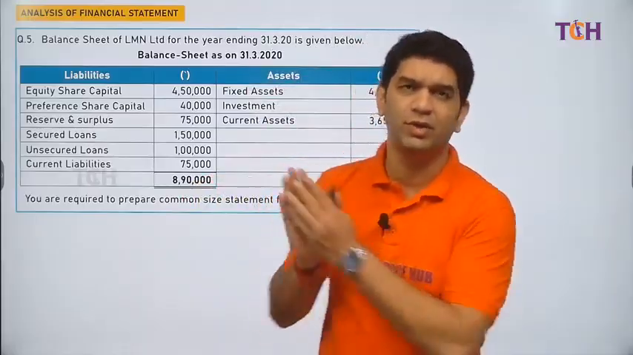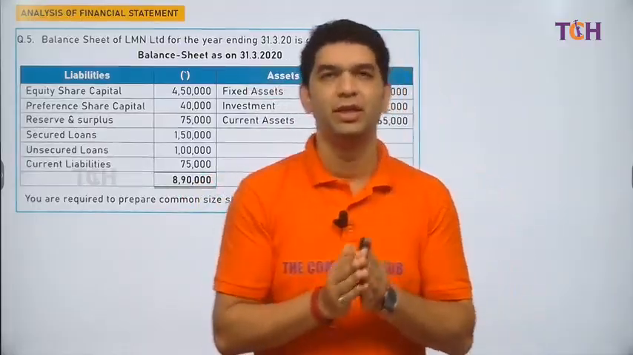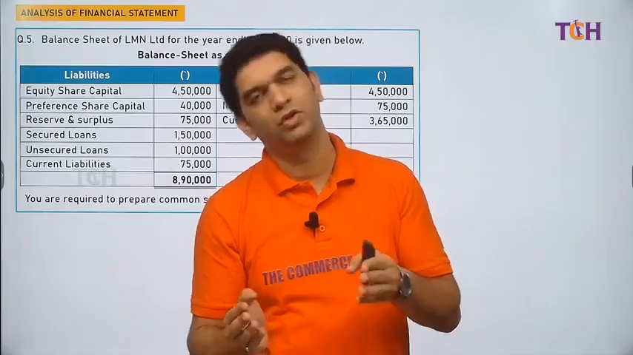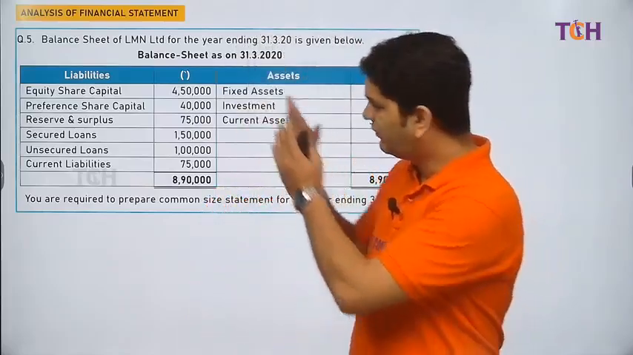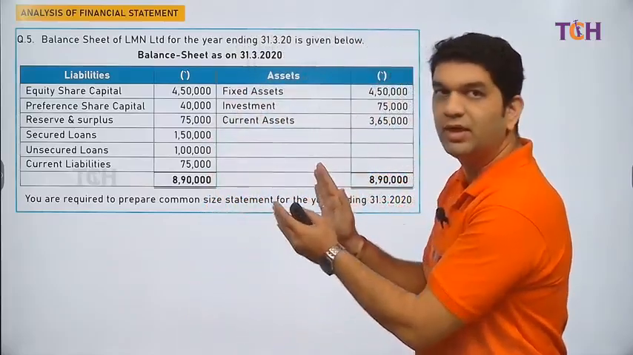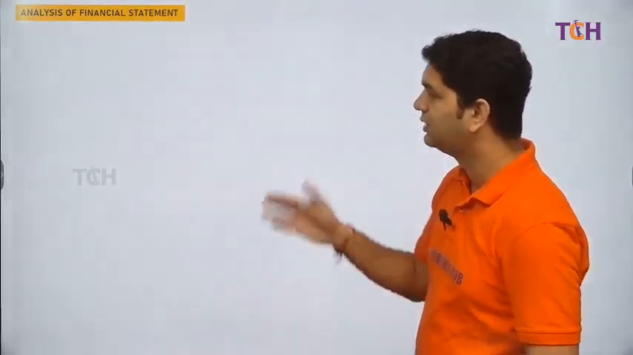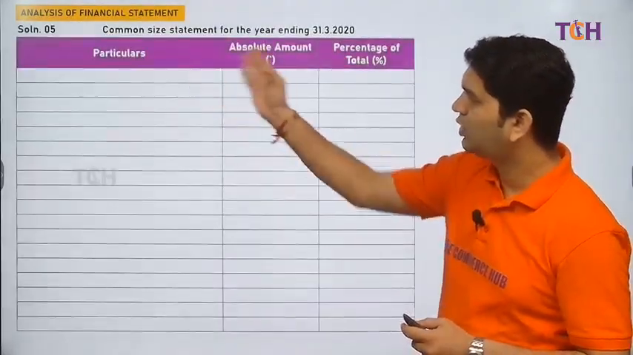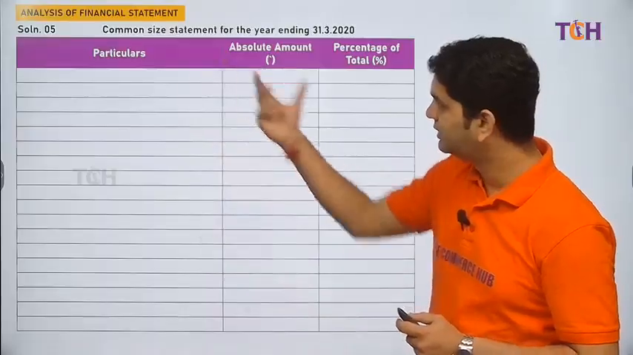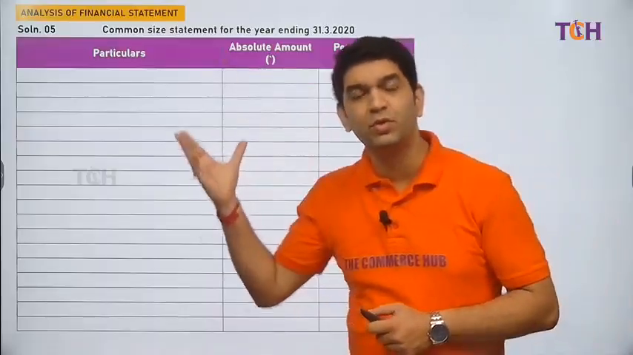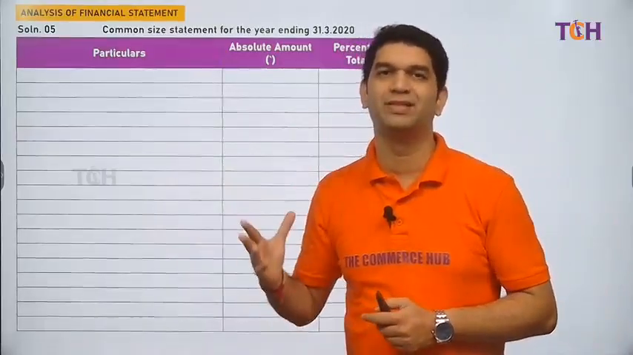This is for the balance sheet only. In this question, they have asked only for the balance sheet, but for the income statement also, we're going to do the same. So right now, for this balance sheet, we will convert it into vertical format first. So here we go. Common size statement. This is the format of the common size statement.